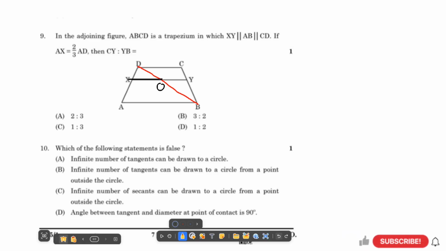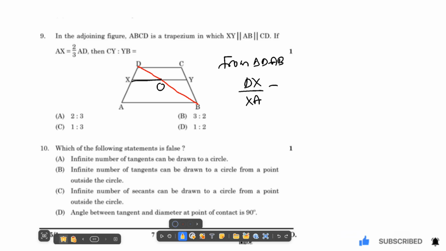So according to the basic proportionality theorem, if a line is drawn parallel to one side of a triangle, then it divides the other two sides in the same ratio. So what you can write from triangle DAB, this XO divides the DA side and DB side in the same ratio. That means we will get DX by XA is equal to DO by OB. So let this be equation 1.